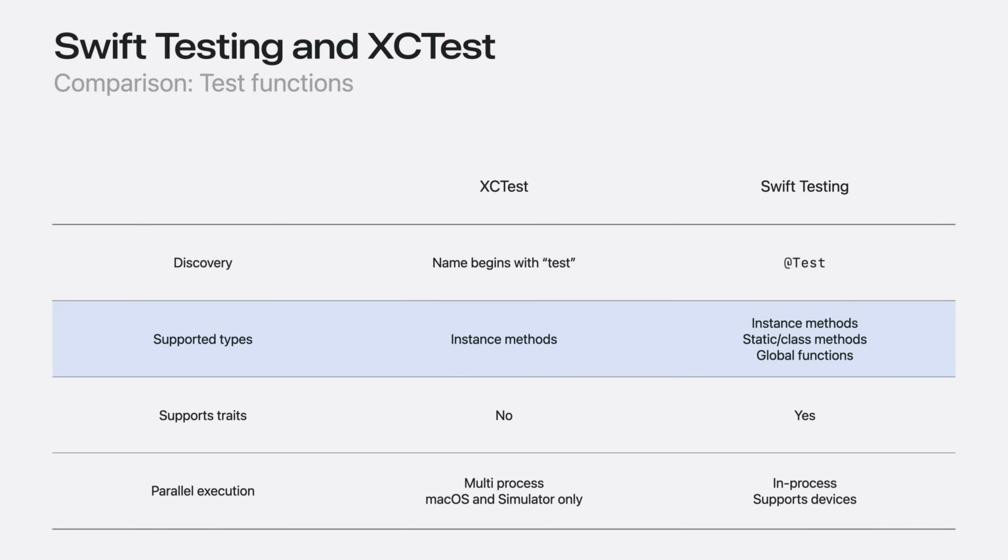Swift Testing supports more kinds of functions, so you can still use instance methods in a type, but also static or global functions if you prefer. Unlike XCTest, Swift Testing supports traits for specifying information either per test or per suite. And Swift Testing takes a different approach to parallelization. It runs in process using Swift concurrency, and supports physical devices like iPhone and Apple Watch.